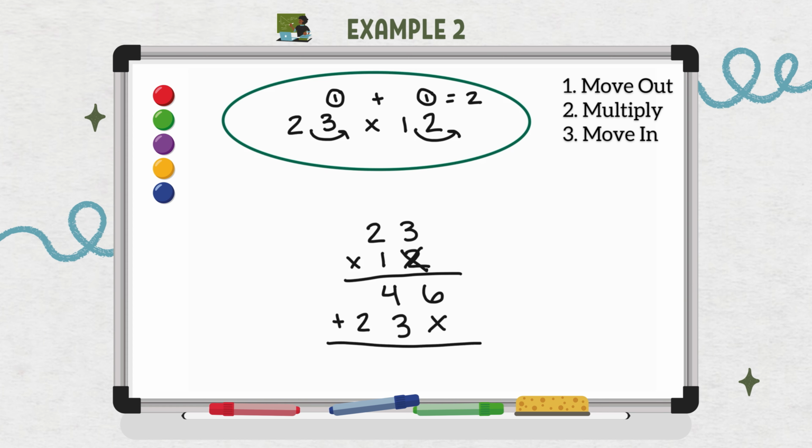Next, I need to merge my answers together. So that's going to give us 6, 7, 2. 276 is not our final answer. Step 3 says we need to move our decimal back in twice. So starting from the end of the number, I'm going to move it back in once and twice. Our final answer to 2.3 times 1.2 is 2.76. Be sure to box in your final answer.